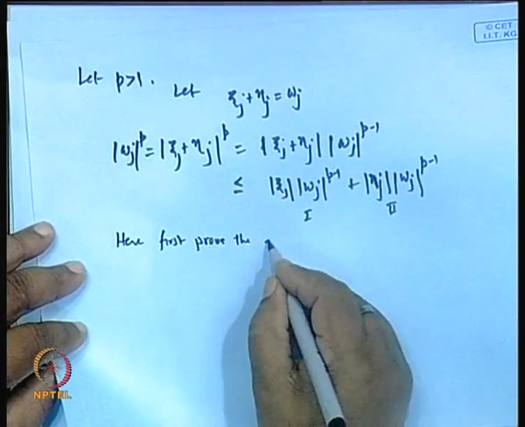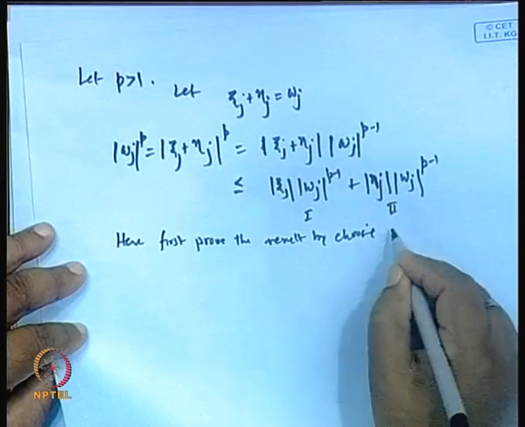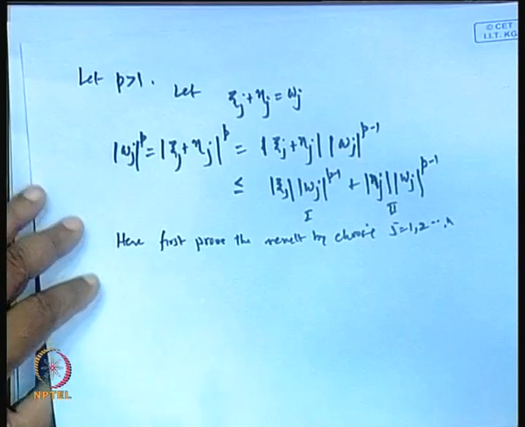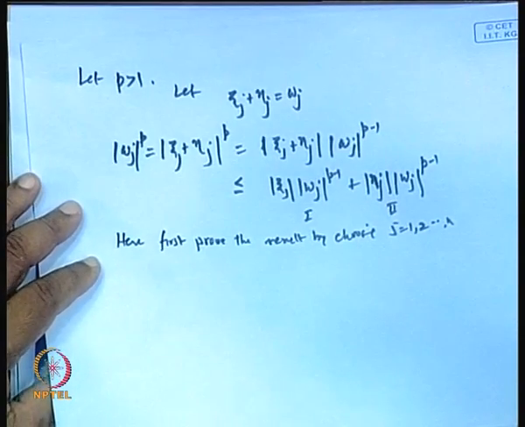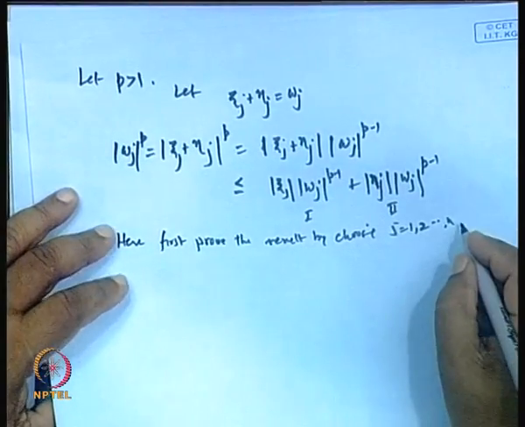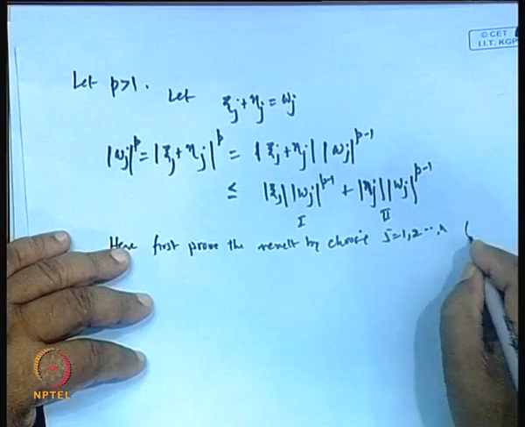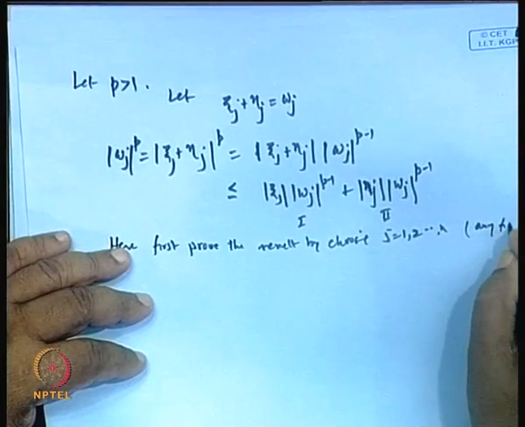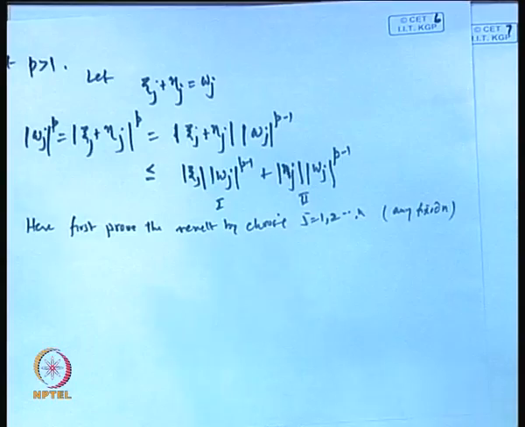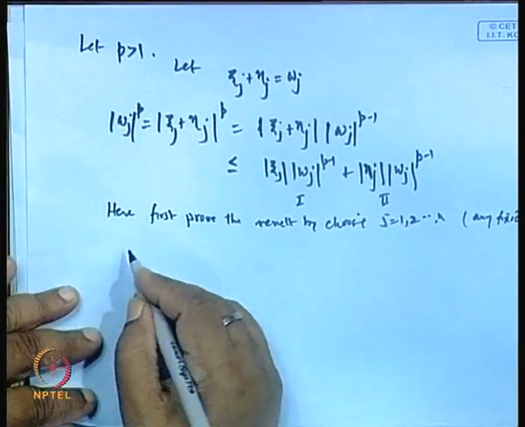Now, here we will first prove the result by choosing j from 1 to n. That is the Minkowski inequality; we will just restrict up to j equal to 1 to n, and then for n sufficiently large we can take the limit. So, where n is any fixed n, okay. So, we will prove that.